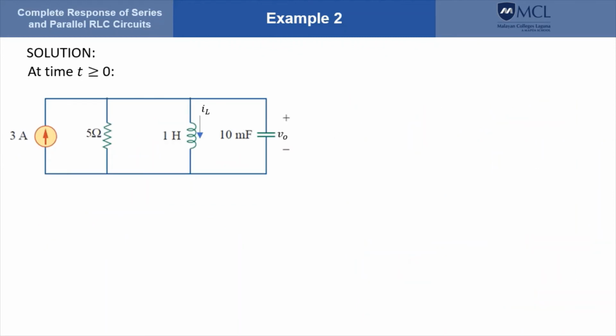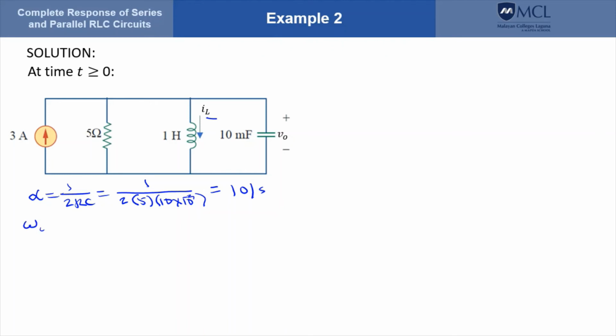So let us now go to time greater than or equal to 0. Since this is a parallel RLC, that means I sub L will have three cases. So we need to first compute for alpha, which is 1 over 2RC, and that will give us 10 per second.